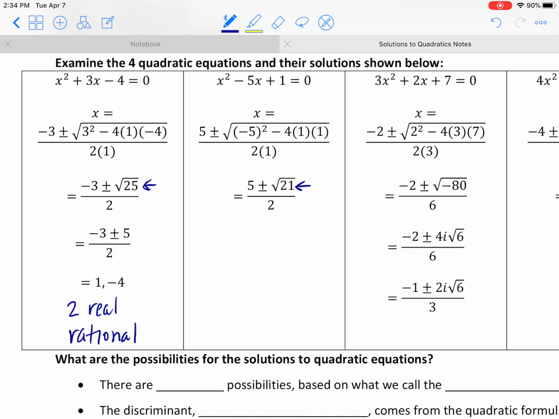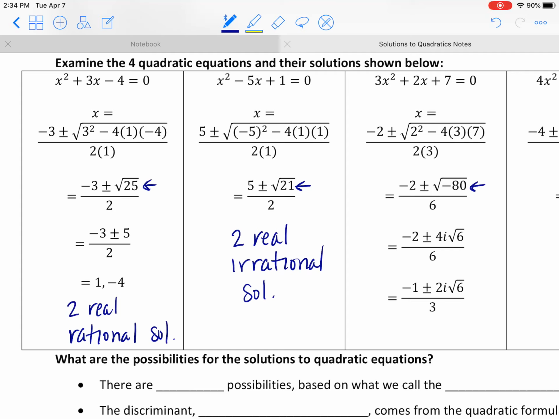Now if we look at the next one, we end up with a 21 under the square root. So these are still real solutions, right? There's no negative under the radical to make them imaginary, but these 2 real solutions are going to be irrational because we can't take the square root of 21 exactly. It would be some non-repeating, non-terminating decimal. So here we get 2 real solutions, but these real solutions are irrational solutions.